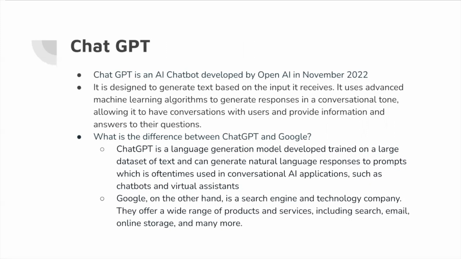So this sounds very similar to Google, because you type a question into Google and oftentimes you're going to get an answer. But there's a difference between ChatGPT and Google. ChatGPT is a language generation model developed and trained on a large data set of text and can generate natural language responses to prompts, which is oftentimes used in conversational AI applications such as chatbots and virtual assistants. Google, on the other hand, is a search engine and technology company. They offer a wide range of products and services, including search, email, online storage, and many more.